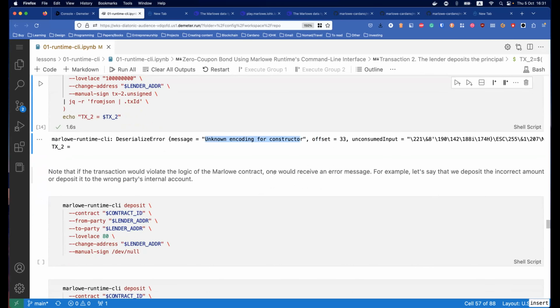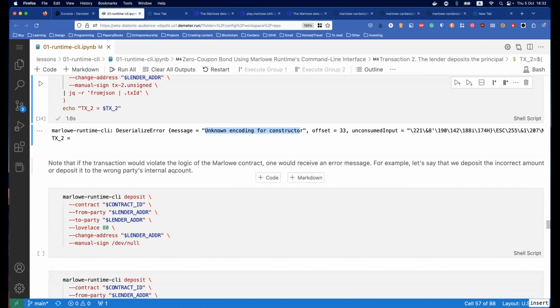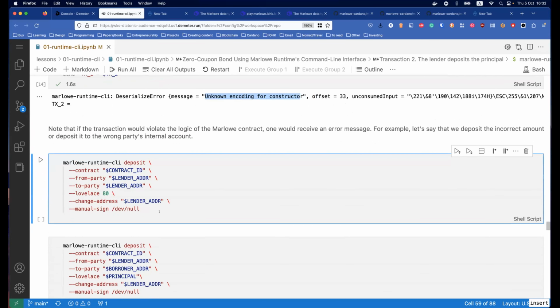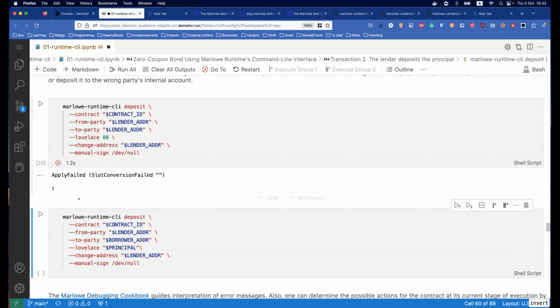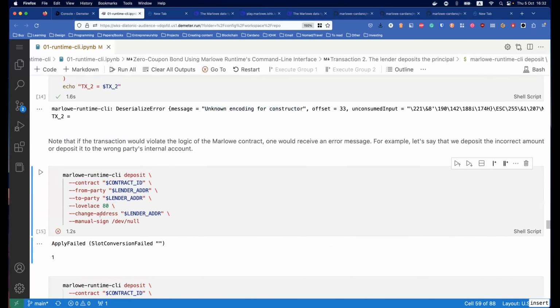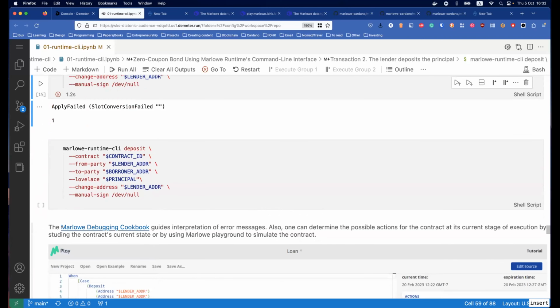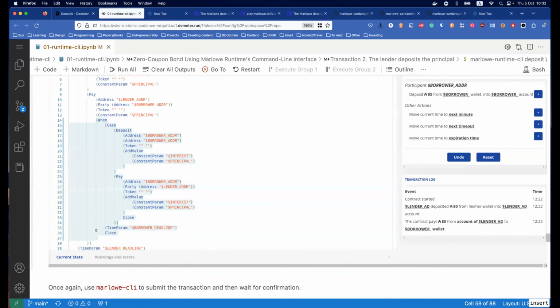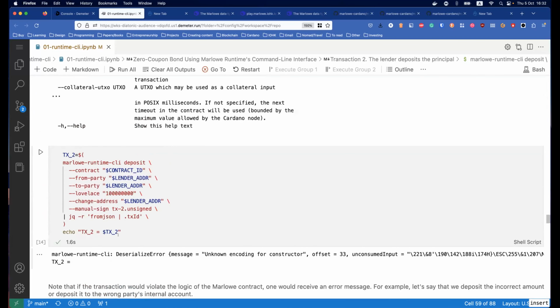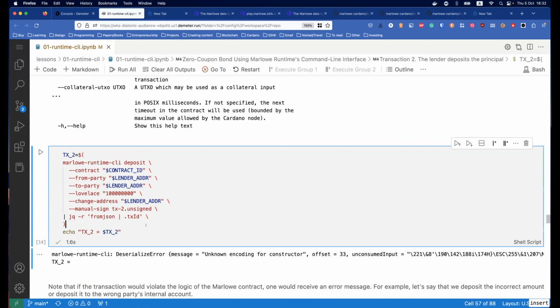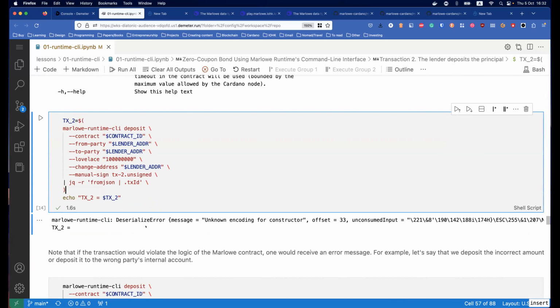If the target value of the Marlowe contract is wrong, one will receive an error message. For example, let's say we deposit an incorrect amount or deposit to the wrong party's internal account. But then the error would be different. I mean, you could also try, if you forget the 3 zeros, for example, that you forgot earlier. Right, yes. We have some guides here to debug, but we know the contract works, right? So yes, that's a bit strange.